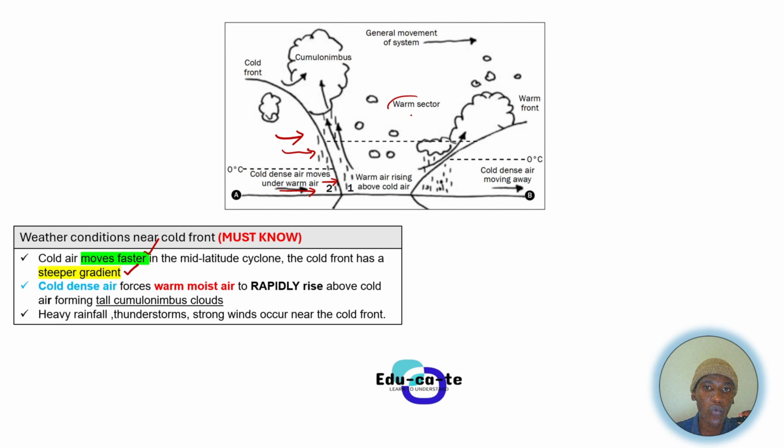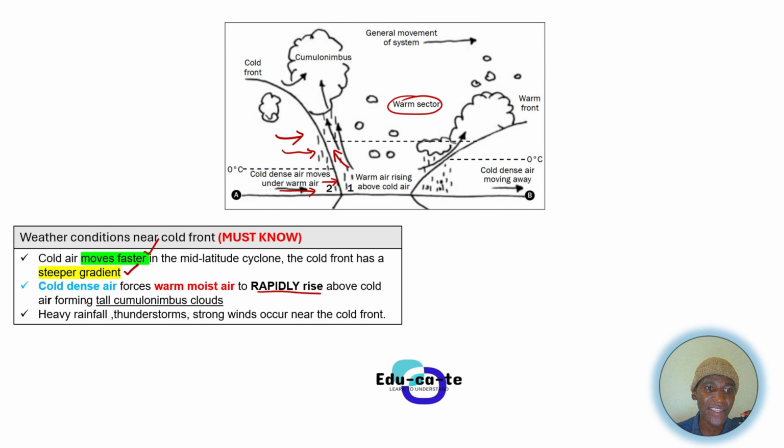Remember that in the warm sector, we have got warm air. So now this warm air is forced to rapidly rise. Use the words "rapidly rise" to emphasize that there is a steep pressure gradient and the air within the warm sector is forced to rise quickly. That's what it means, rapidly rise.